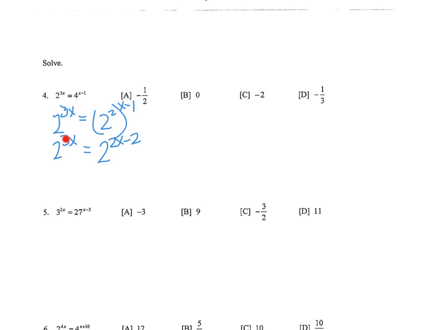Common base, the exponents are equal to each other. My new equation is 3x equals 2x minus 2 because my bases drop away. 1x is equal to negative 2. C. Pause the video and give number 5 a try.